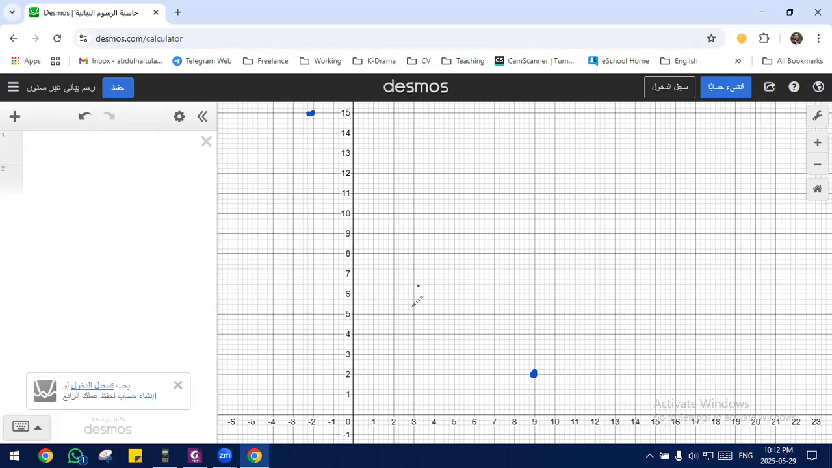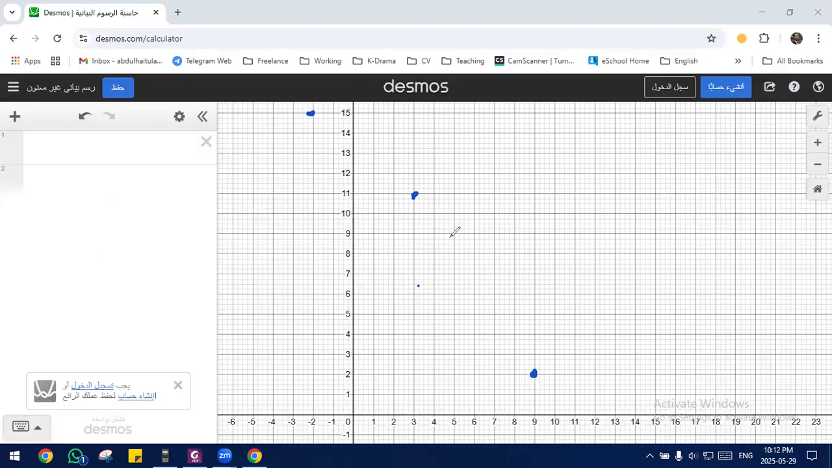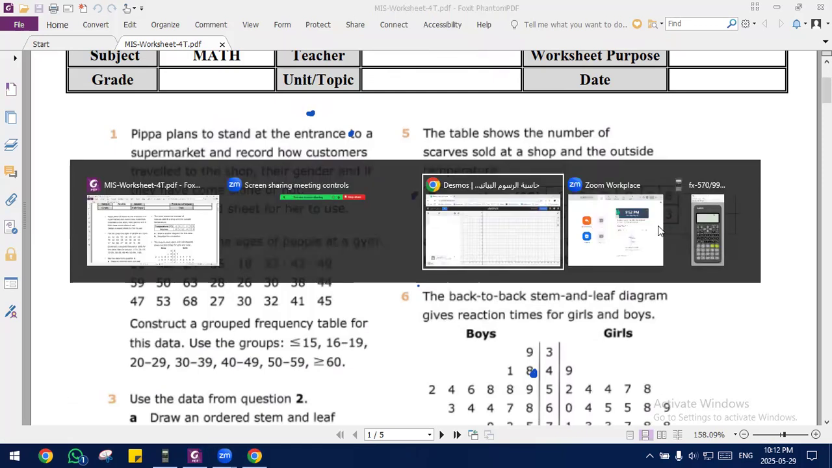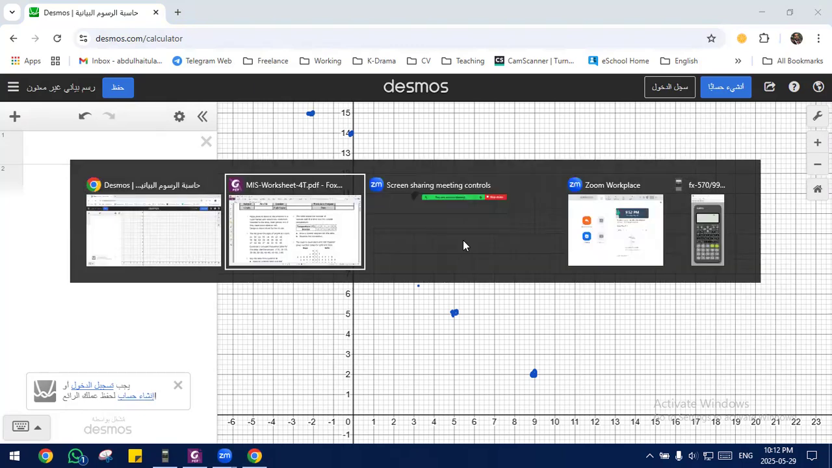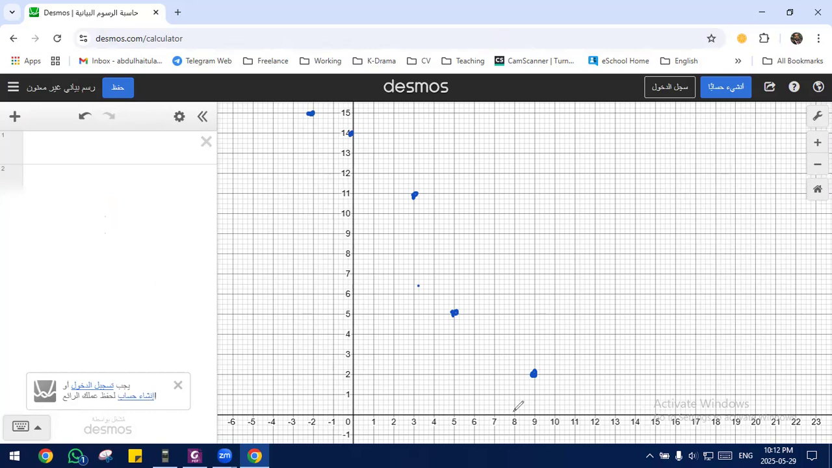X is 3, Y is 11. Then 0, 14. X 0, Y 14. Then 5, 5. X 5, Y 5. The last one, 8, 3. Now I try to draw the line of best fit.